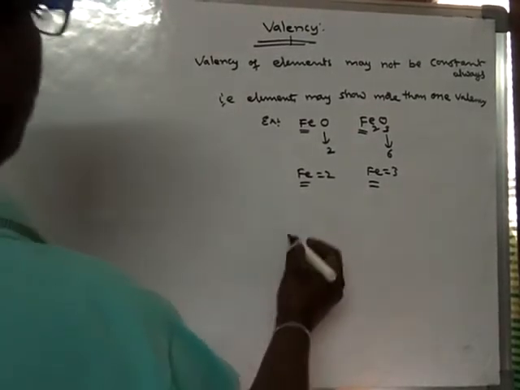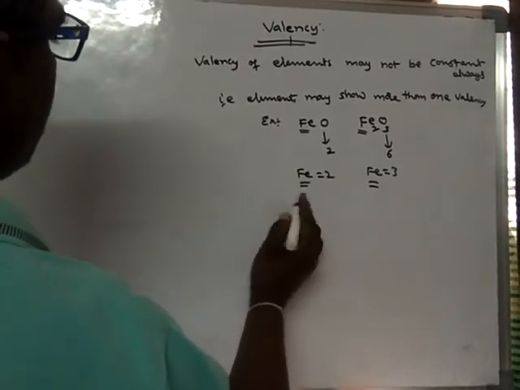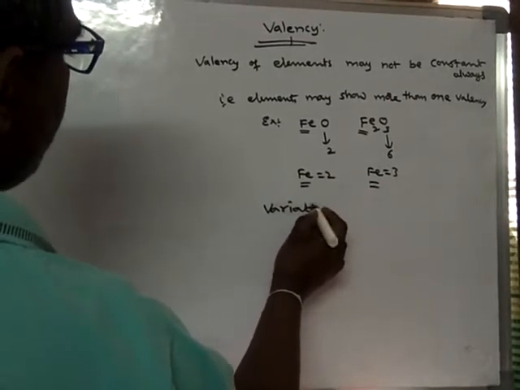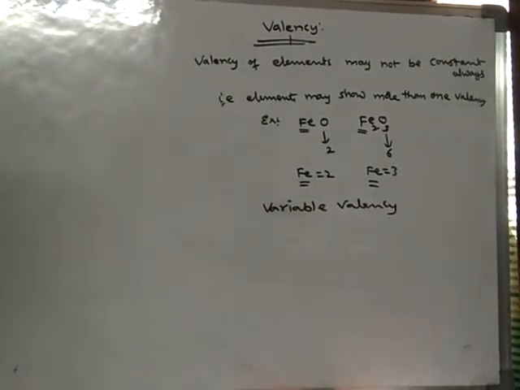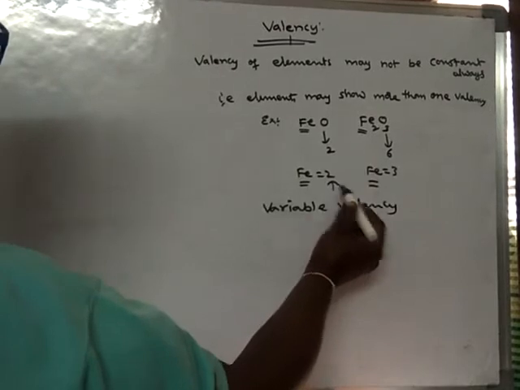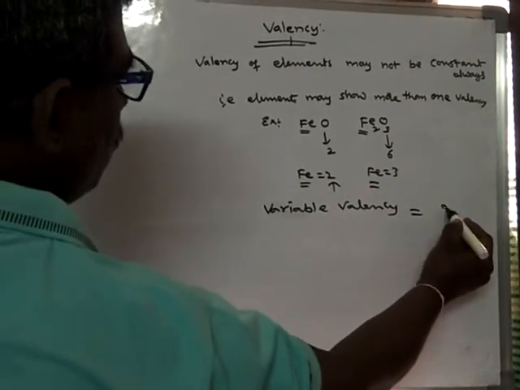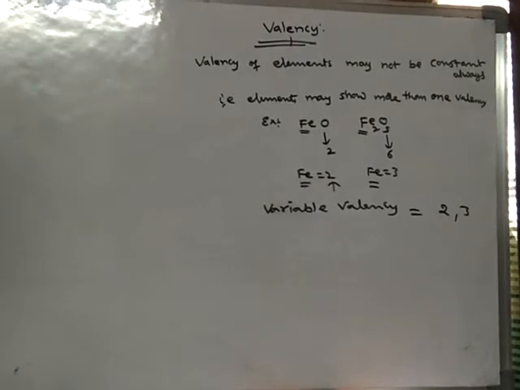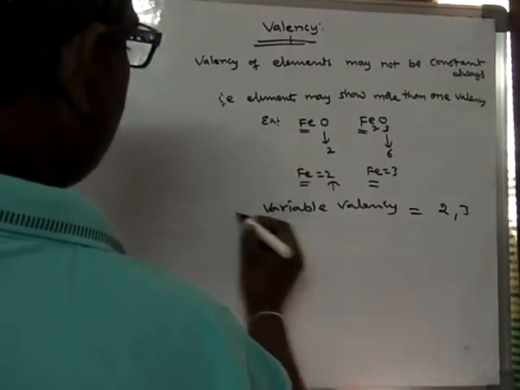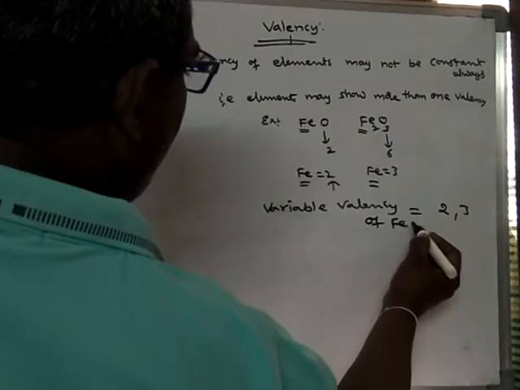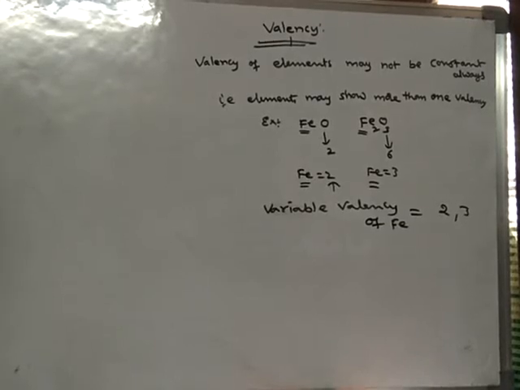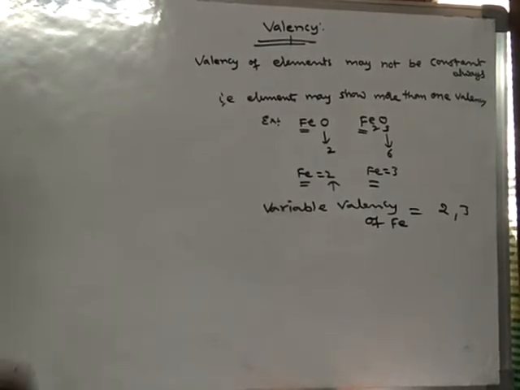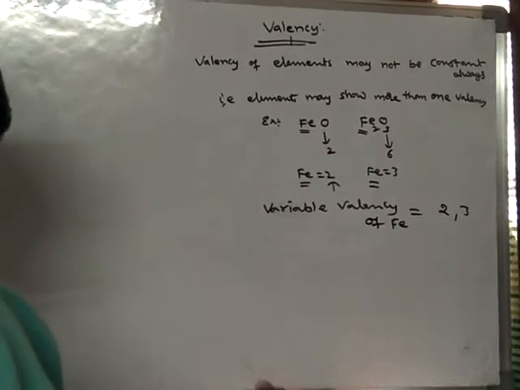So such valency is said to be variable valence. That means iron is having a variable valence. So what are the variable valences of iron? 2 and 3 are the variable valences of iron. Such valences are said to be variable valences. That means exhibition of more than one valency by an element is known as variable valence.